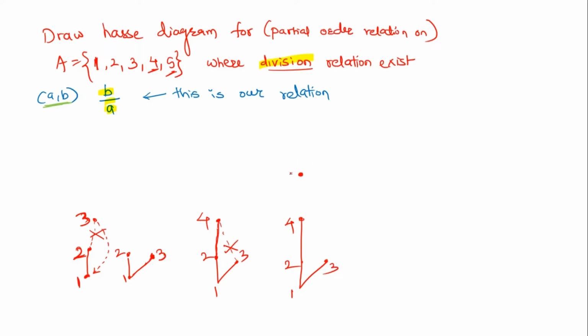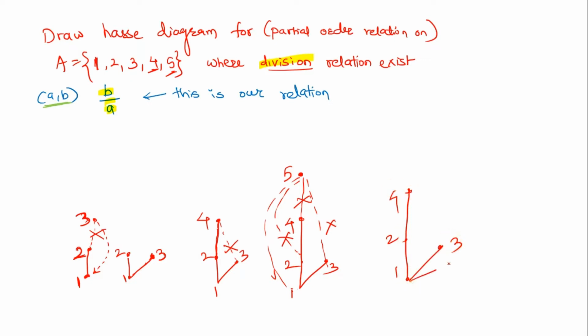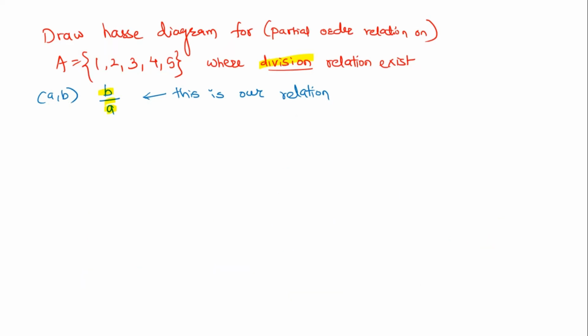Now we will try to write the next element, that is 5. Is 5 divisible by 4? No. Is 5 divisible by 3? No. Is 5 divisible by 2? No. So only one element is left on the bottom hierarchy, that is 1. Is 5 divisible by 1? Yes. So our new diagram will be 1, 2, 4 and 3, and your 5 is divisible by 1. So this is our Hasse diagram for the relation.